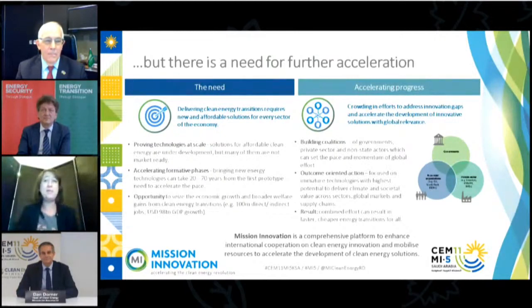This is an opportunity to boost the effort of the public and private sector to accelerate clean energy technologies, and I look forward to working with all governments, the private sector and innovators committed to this agenda. Thank you very much.